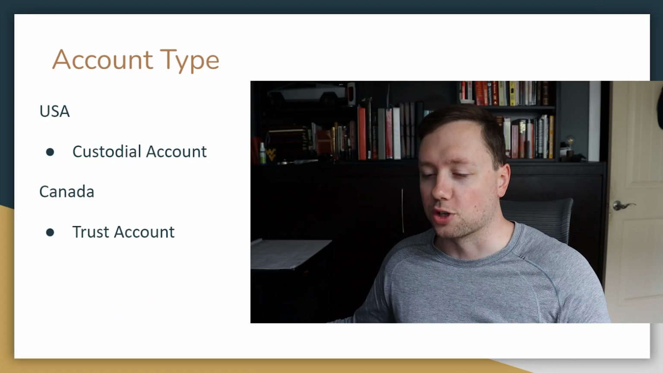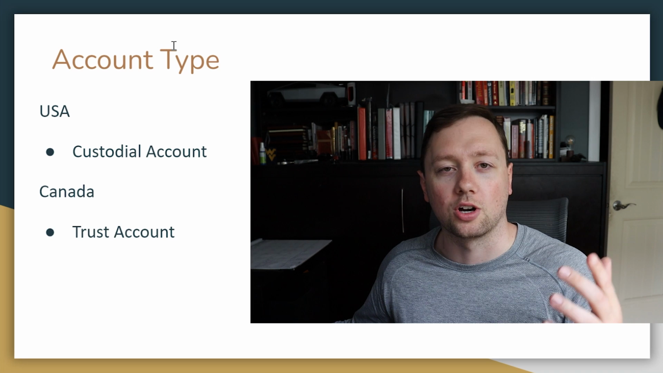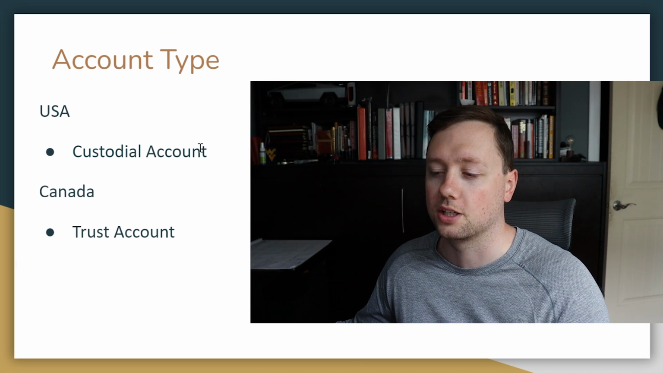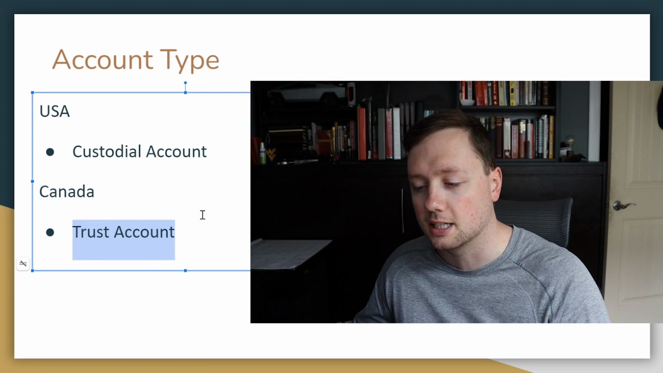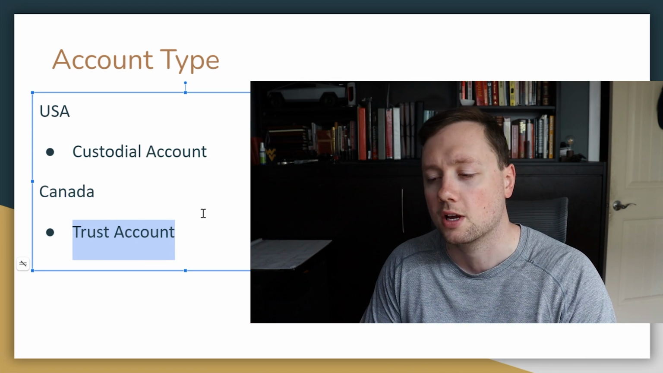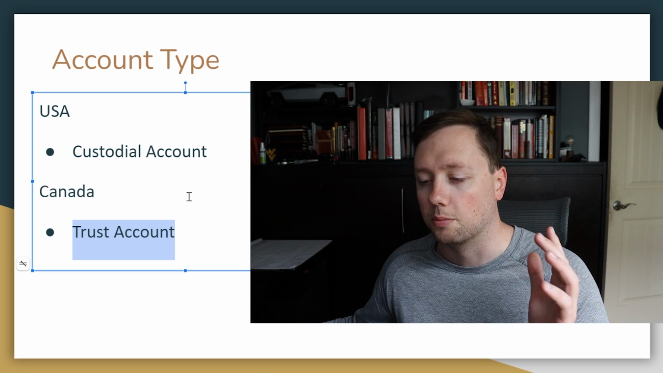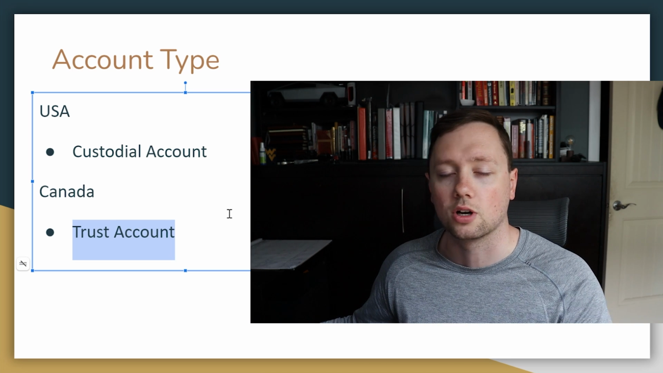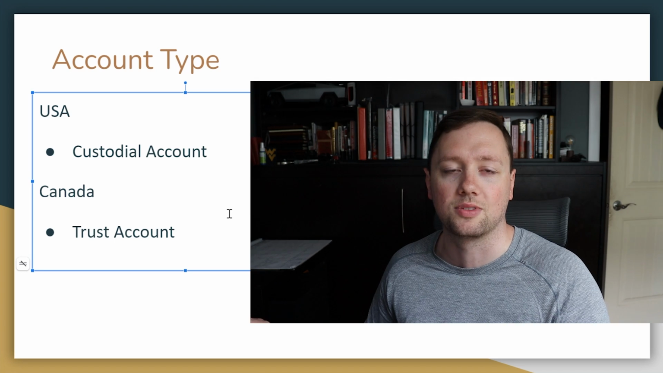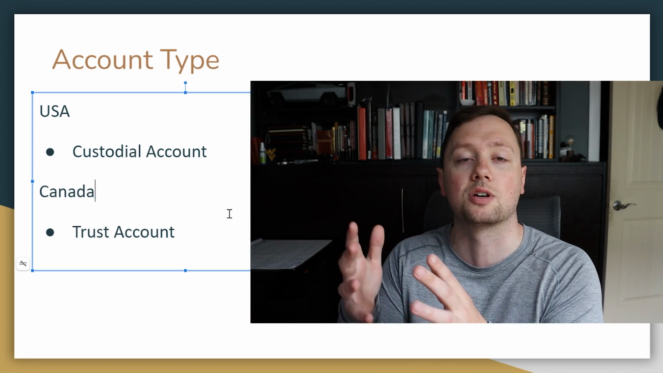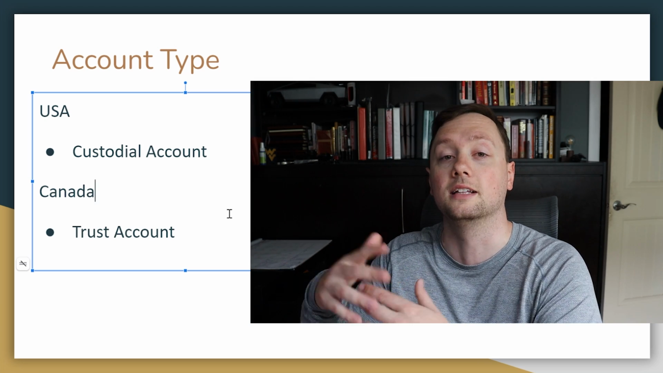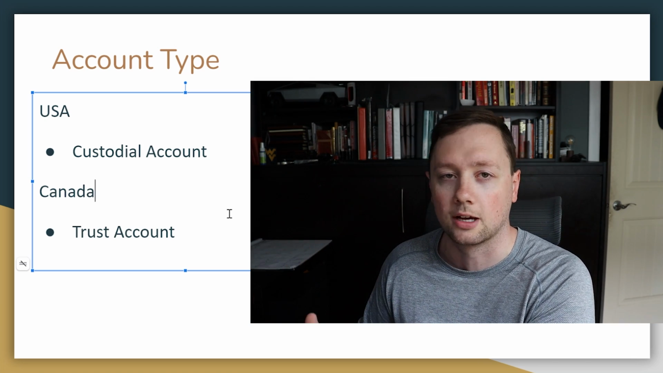Here we go. Okay, so first of all, you need to know what the accounts are called. In the US, it is called a custodial account. And in Canada, it is called a trust account or a trustee account or an informal trust account. Some of these have different variations, but these are the keywords that you are looking for. They are pretty much the exact same thing. And basically what these allow you to do is invest on behalf of somebody that is under 18 and is legally not allowed to open a brokerage account on their own.